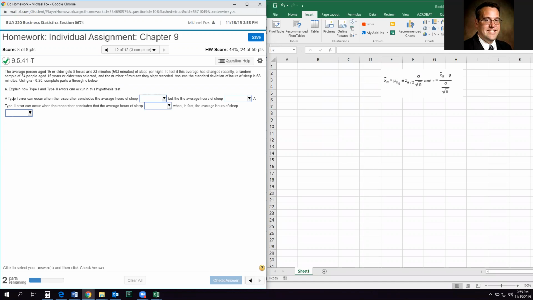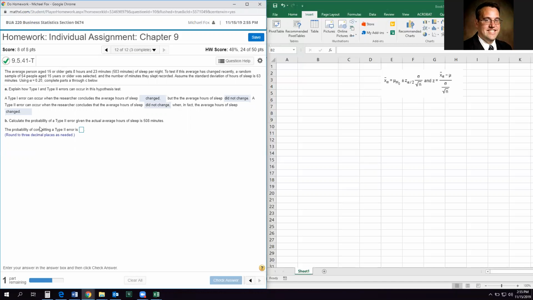So we'll start with a type 1 error can occur when a researcher concludes that the average hours of sleep changed, but the average hours of sleep did not change. And a type 2 error can occur when a researcher concludes that the average hours of sleep did not change, when in fact the average hours of sleep changed.